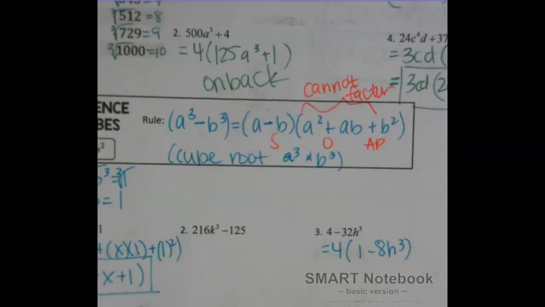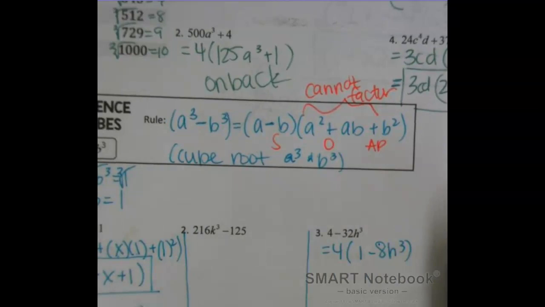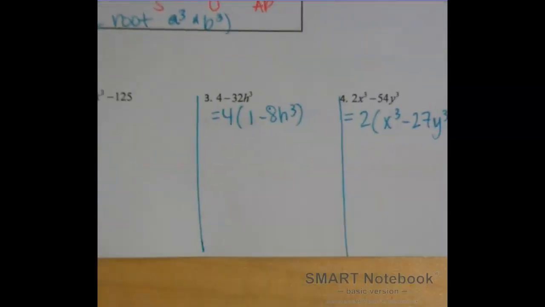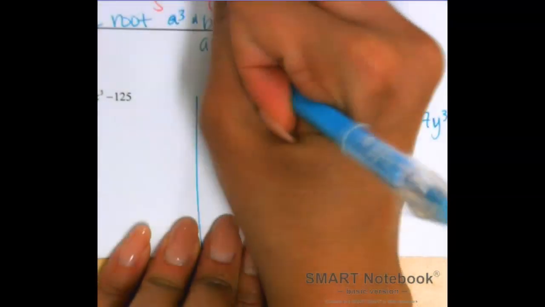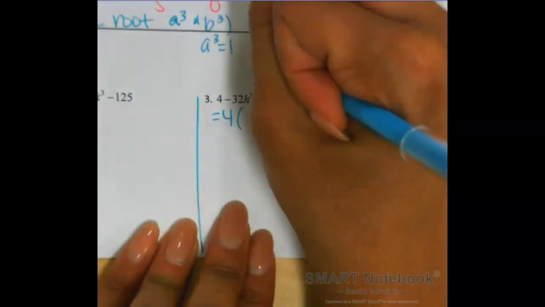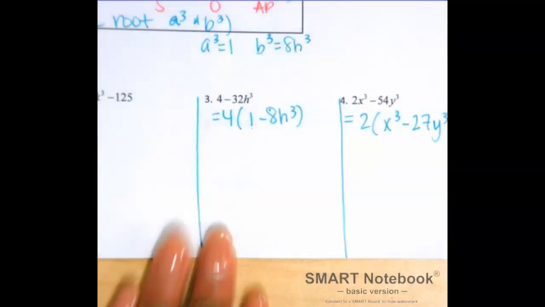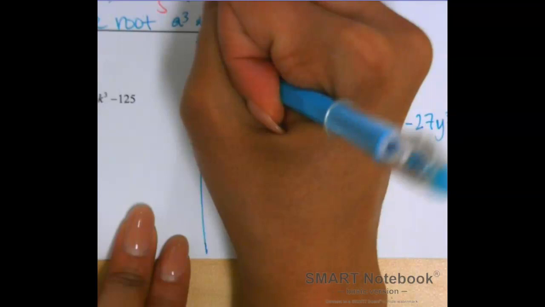All right, so let's look at question number 3. And then after question 3, you guys are going to do questions 2 and 4. I'm not doing 2 and 4. You guys are. All right, so for question 3, let me focus on the A cubed, which is 1. That's the first number. And then your B cubed is 8h cubed. All right, so let's see what our answer is going to be. I know I need to cube root each of these.